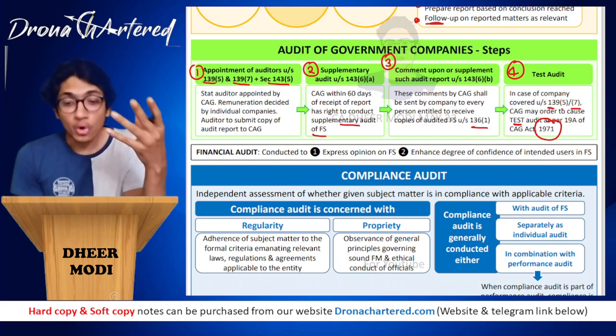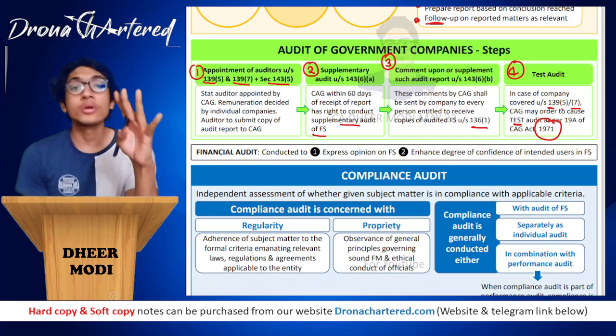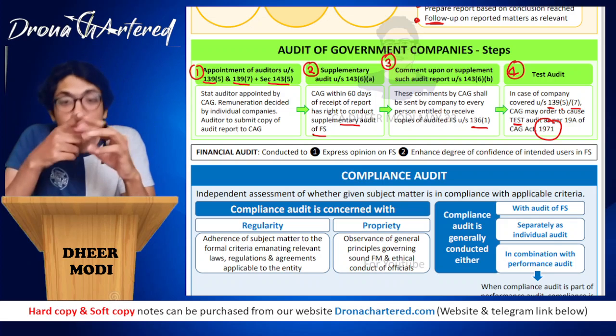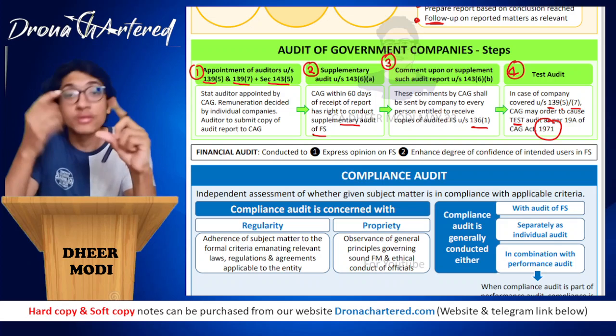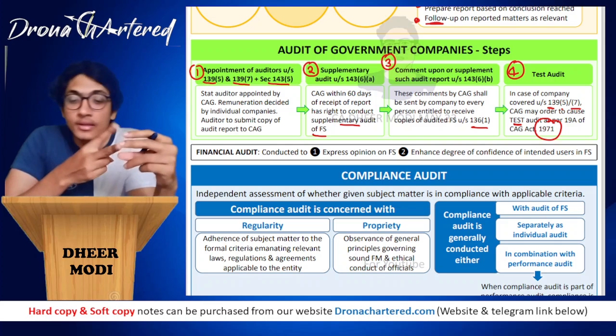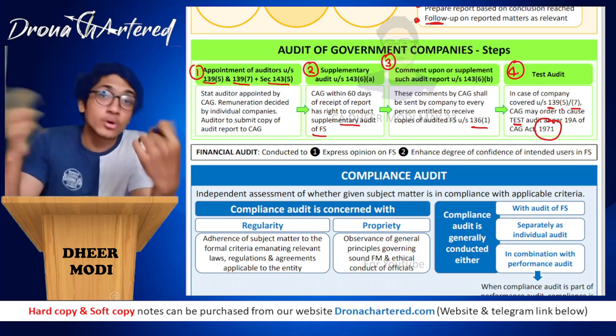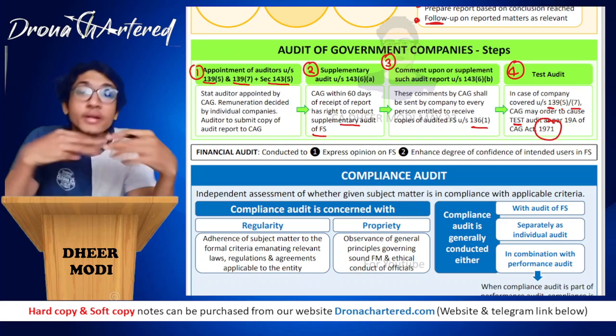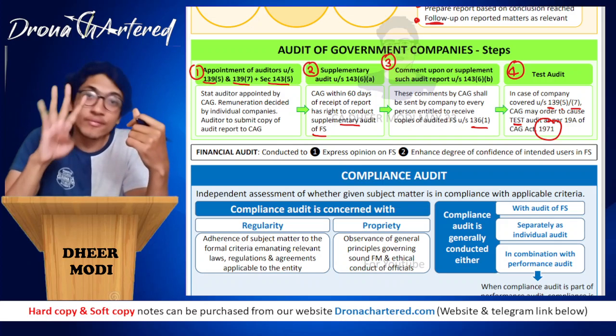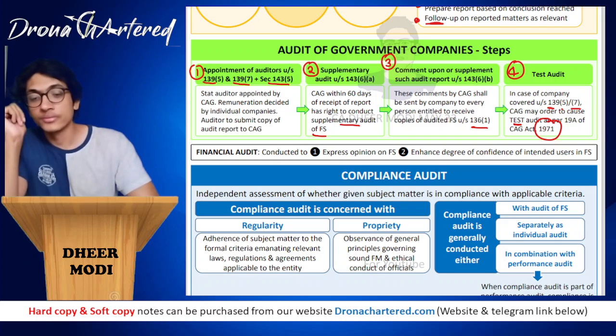So your audit of government companies has four steps. Your first step is appointment of auditor, because if there is no auditor, how will you audit? So first will always be appointment of auditor. Second is the supplementary audit he will conduct, because he received the report. Third, comment upon or supplement such audit report. And fourth will be your test audit.